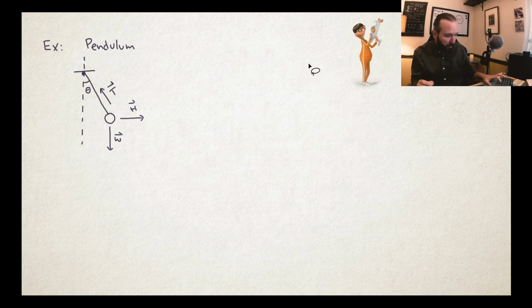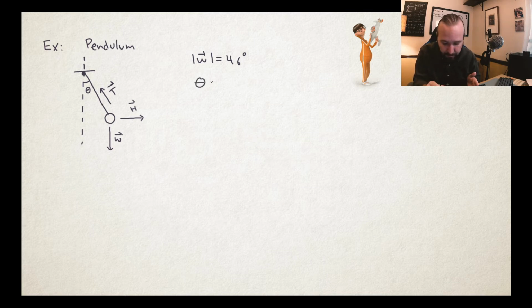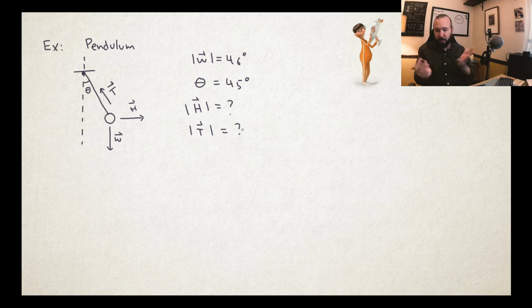So in the problem that we're doing here, they give us the weight. The magnitude of the weight here is 46 pounds. And they tell us that the angle theta is equal to 45 degrees. And they ask us to find the magnitude of H, and the magnitude of T. Okay. So there's the setup of the problem. Let's put all these things in a little picture, and then it'll make more sense to us.